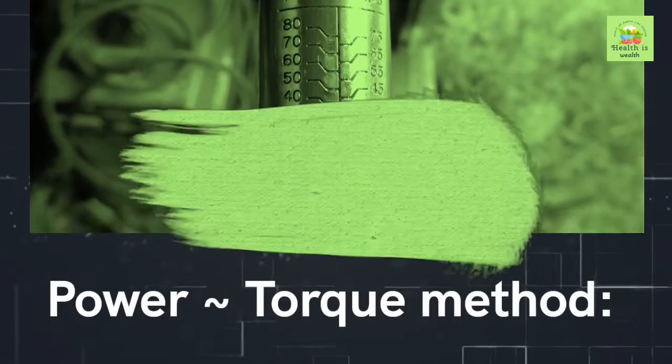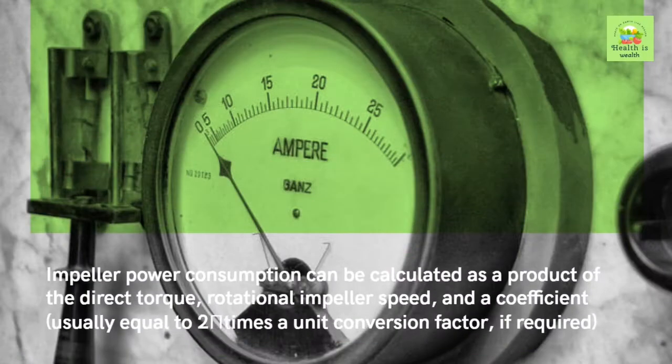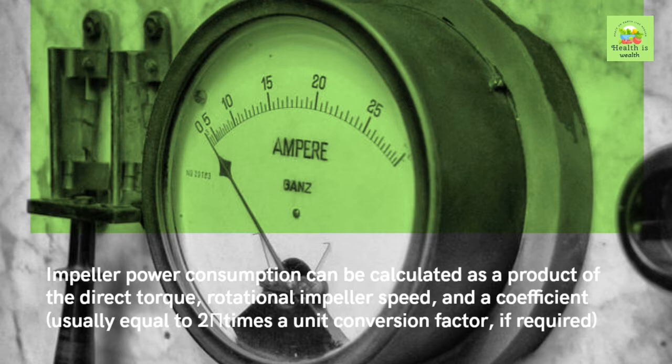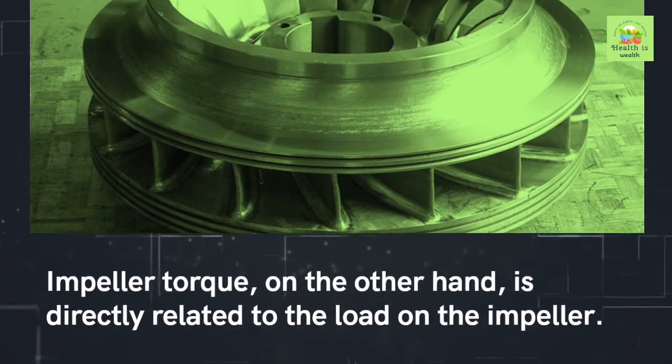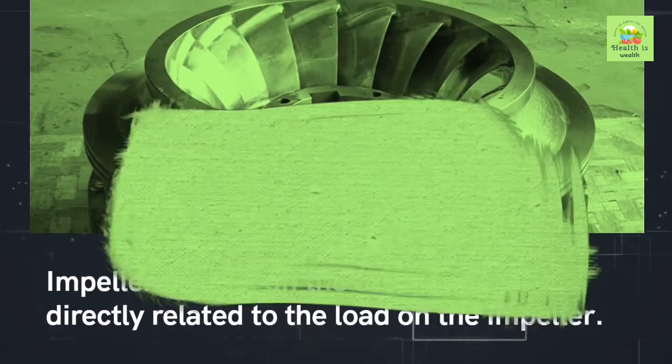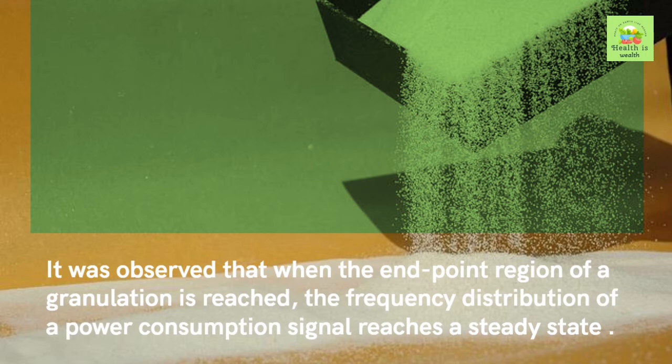Power torque method. Impeller power consumption can be calculated as a product of the direct torque, rotational impeller speed, and a coefficient, usually equal to 2 pi times a unit conversion factor, if required. Impeller torque, on the other hand, is directly related to the load on the impeller. It was observed that when the endpoint region of a granulation is reached, the frequency distribution of a power consumption signal reaches a steady state.